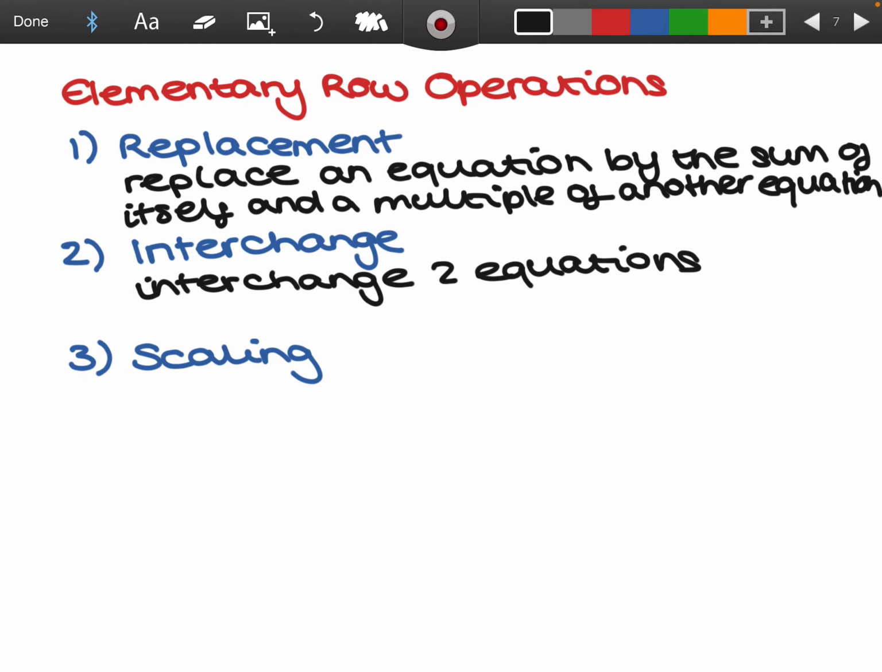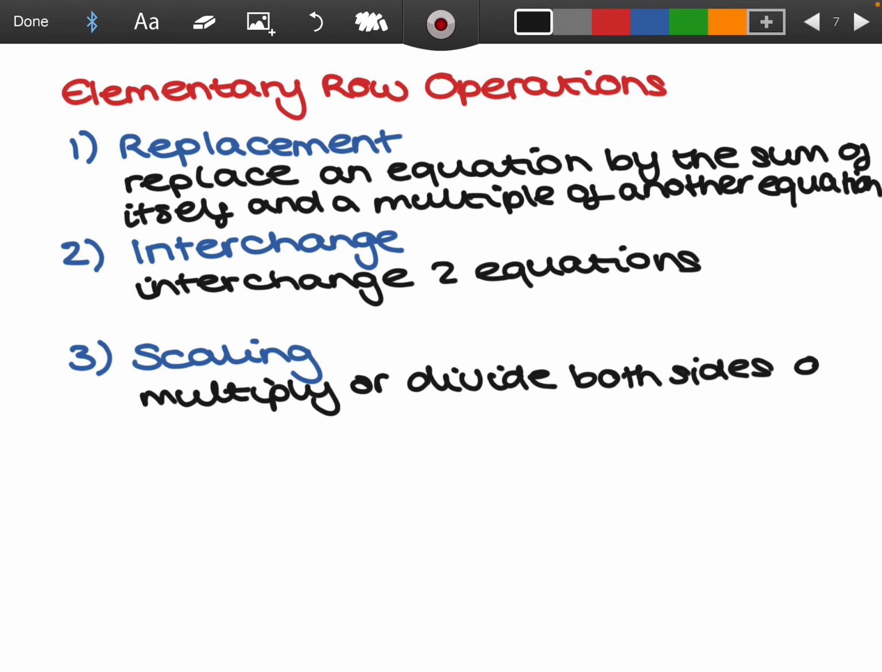It's just the same equation as you would see if it had 2 variables, 2 unknowns. We said that it would be the same straight line. So because it is the same line, scaling does not do anything to it. So scaling is when you multiply or divide both sides of an equation by a scalar. None of these 3 things change the system, but they help you solve.